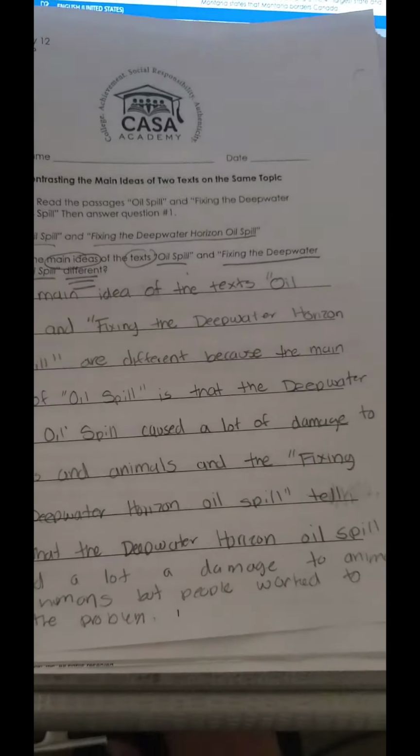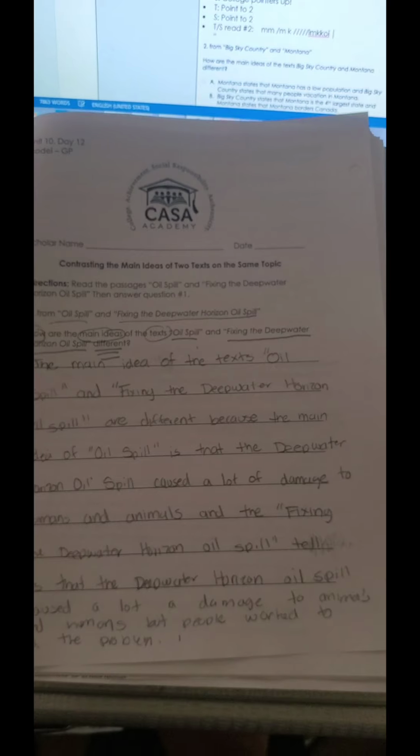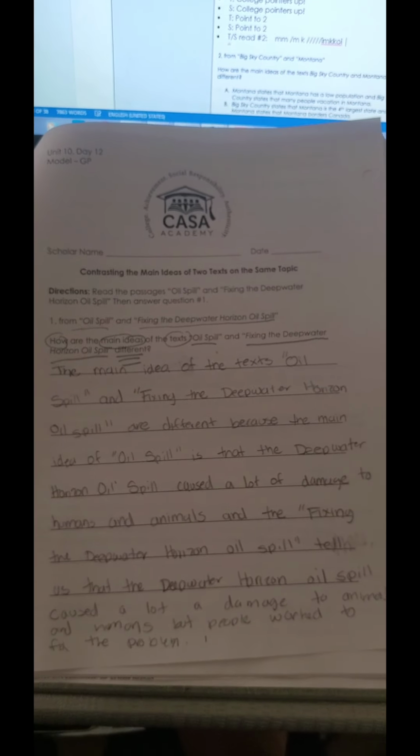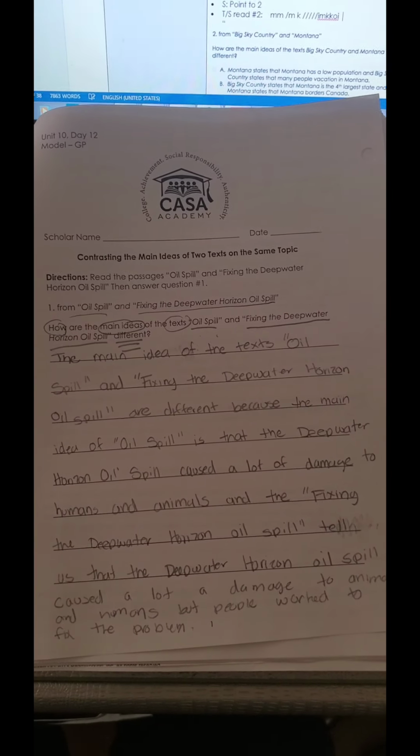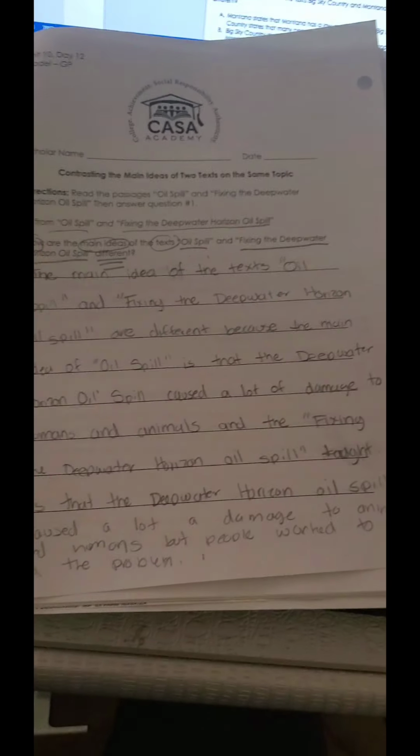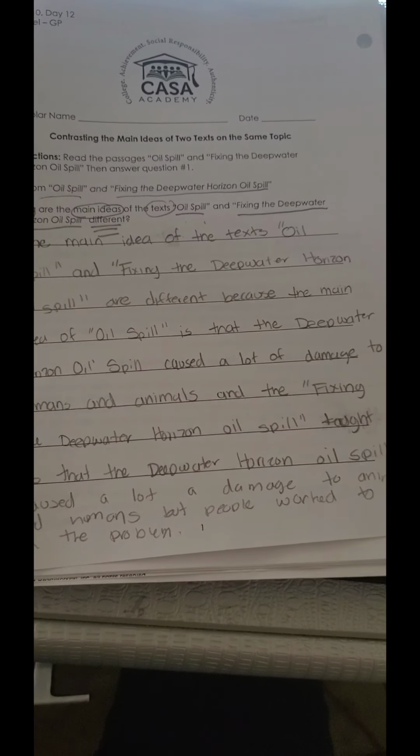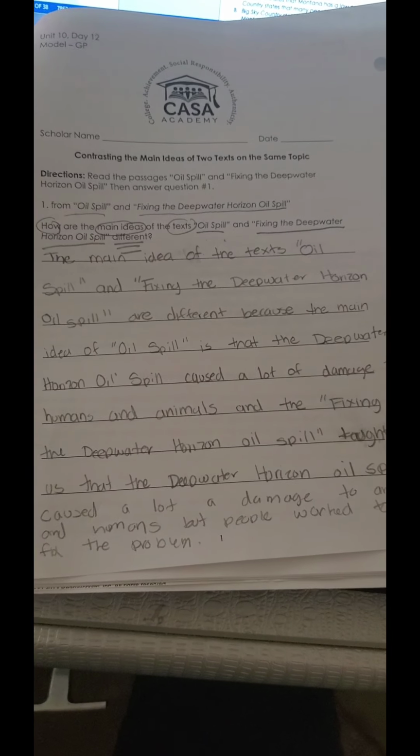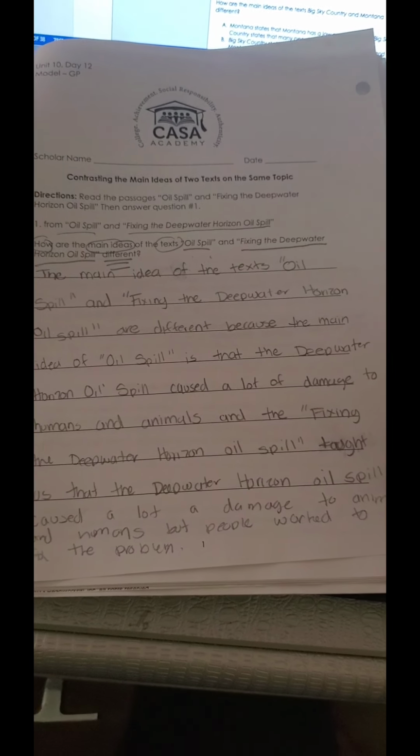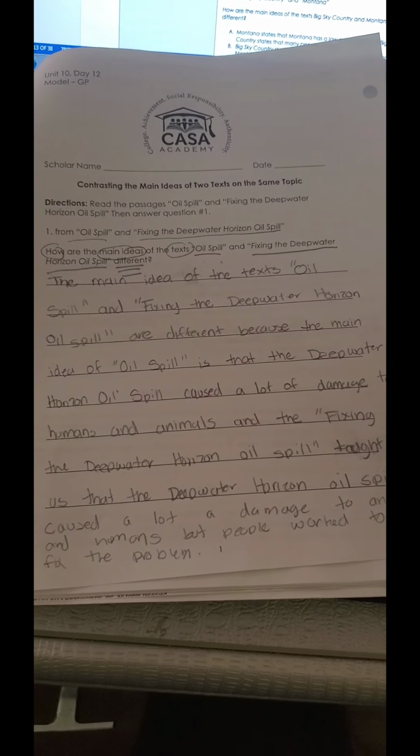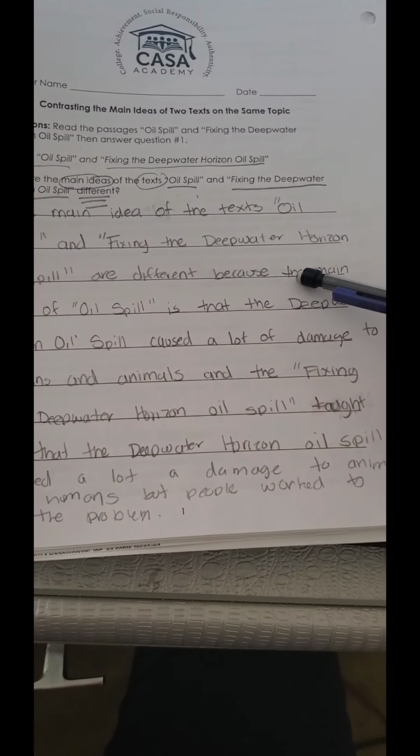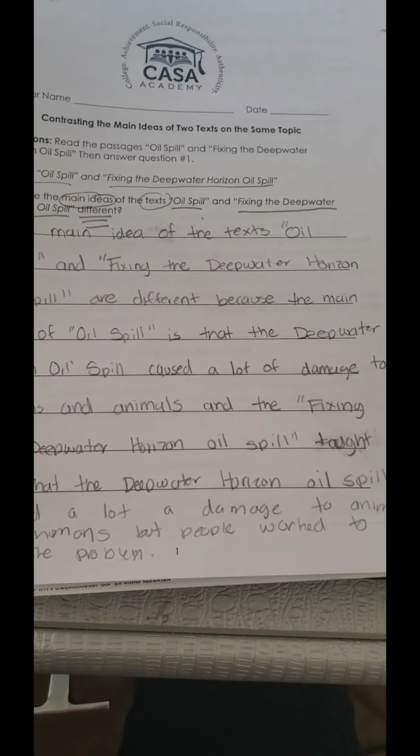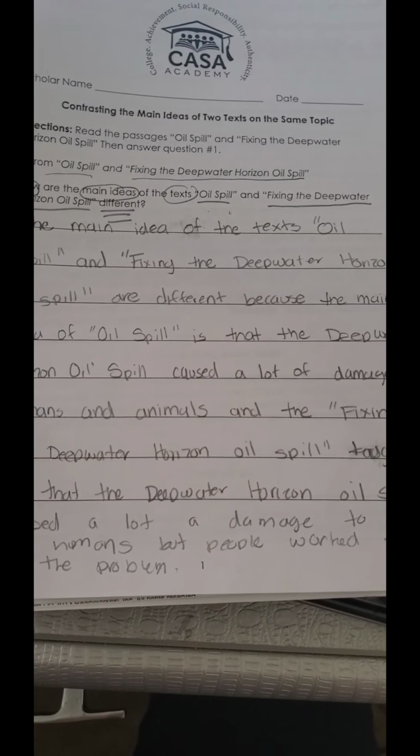Okay, so it's a lot, I know, but we have to include both in order for you to be able to find that difference. So go ahead and take a moment to pause and write this down. I went ahead and changed "tell us" to "taught us," because it didn't tell us, it taught us that the Deepwater Horizon oil spill caused a lot of damage to animals and humans, but people worked together to fix the problem. So that's the main idea of that passage, and that's how they're different. One of them only focuses on the damage, the other one focuses on the damage and how people worked together to fix that damage.